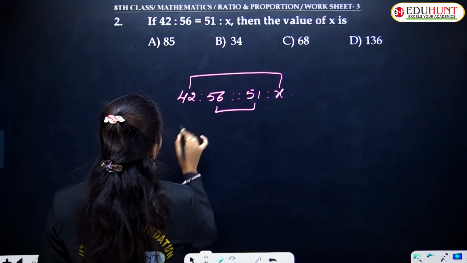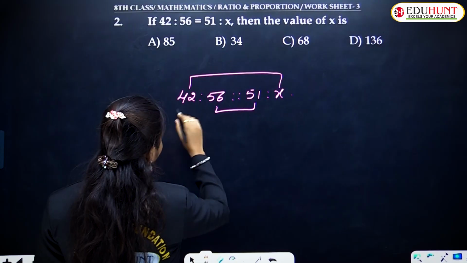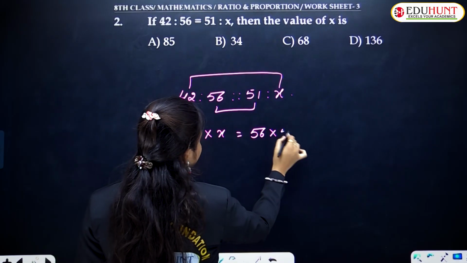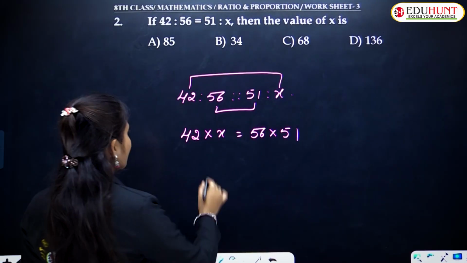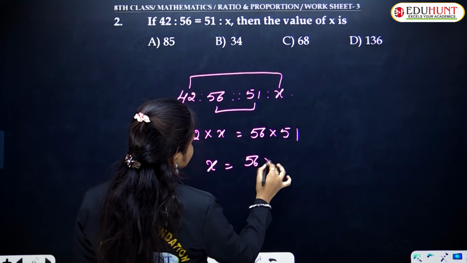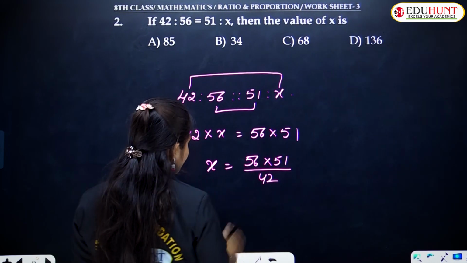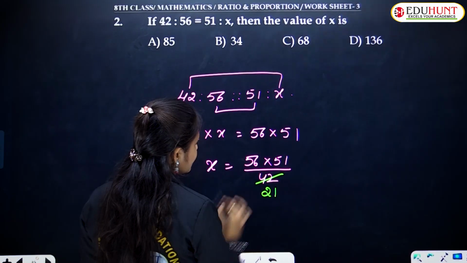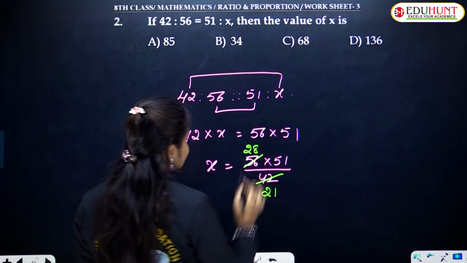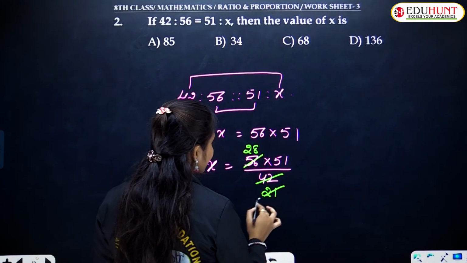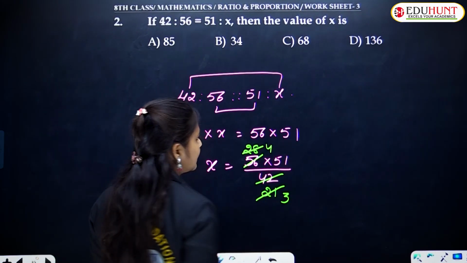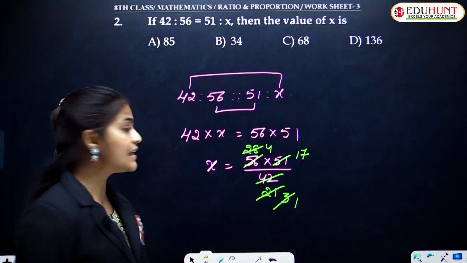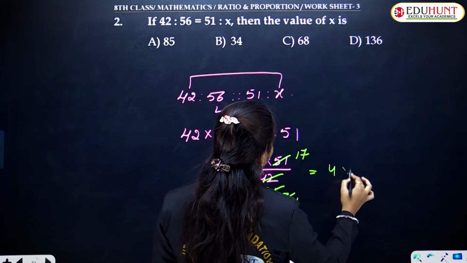So see children here, product of means is equal to product of extremes, or product of extremes is equal to product of means. Understand? From this one, x is equal to 56 into 51 by 42. So cancellation, see here, cancelled by 2. 2 2s 4, 2 1s 2, and 2 2s 4, 2 8 16. Understand? Again cancel by 7. 7 3s 21, 7 4s 28. Understand? And here 3 1s 3, 3 17s 51. And finally we are having here 4 into 17.